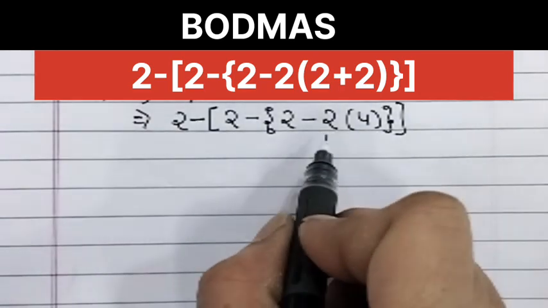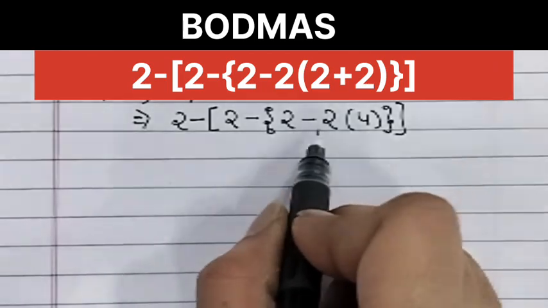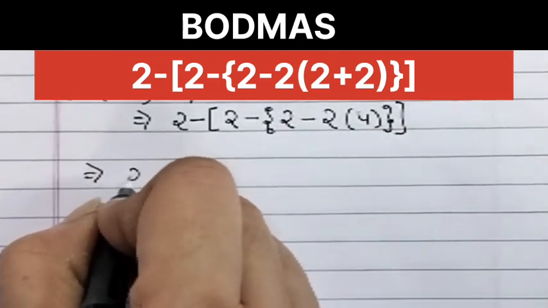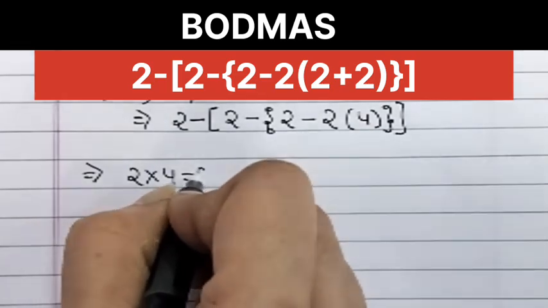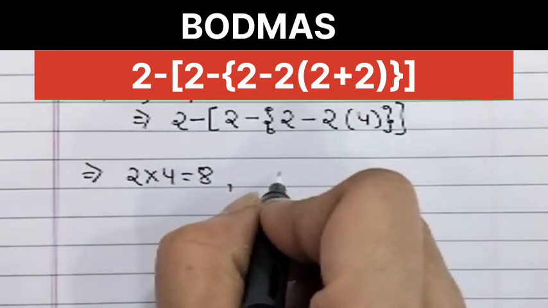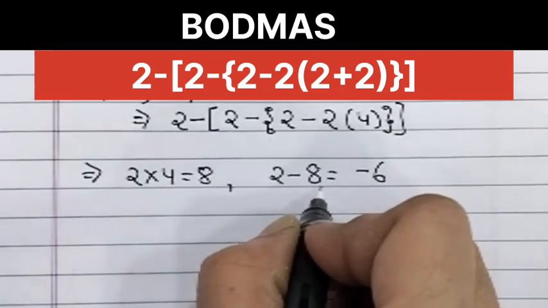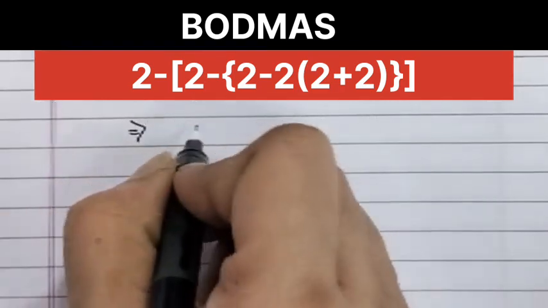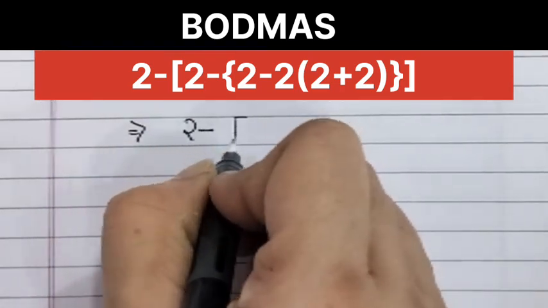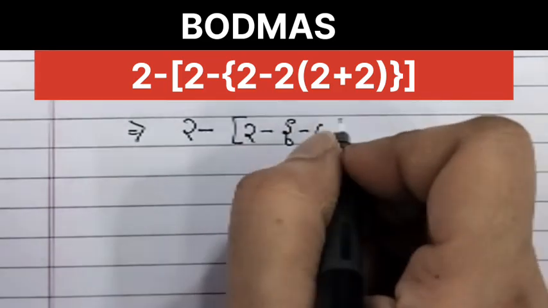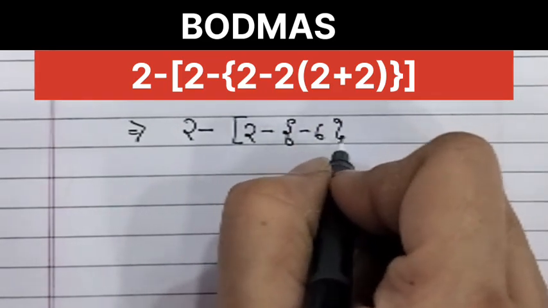Inside the curly braces, we perform multiplication first, before subtraction. So first multiplication, 2 into 4, that is 8. And after that subtraction, 2 minus 8 equals minus 6, because the larger digit is negative. Now the expression becomes simply 2 minus square bracket 2 minus curly braces minus 6.